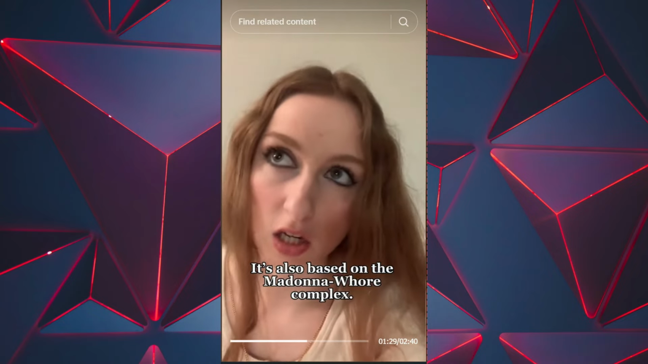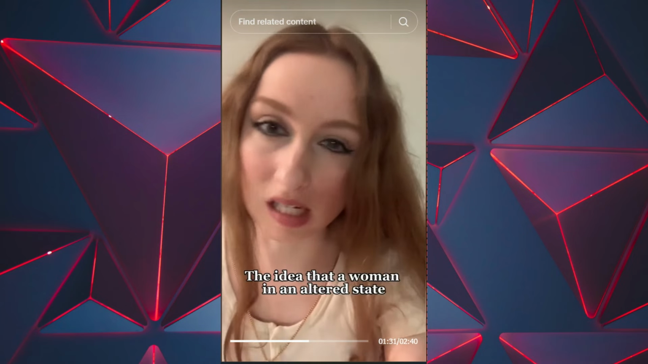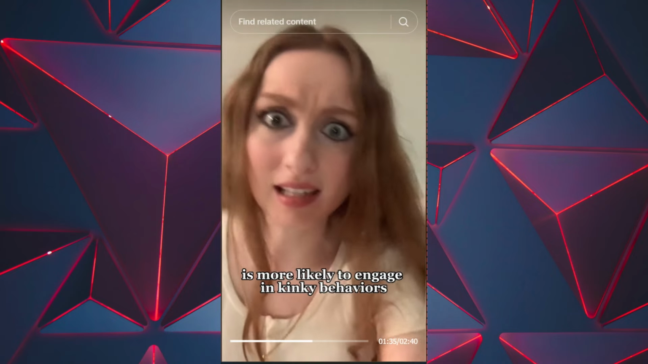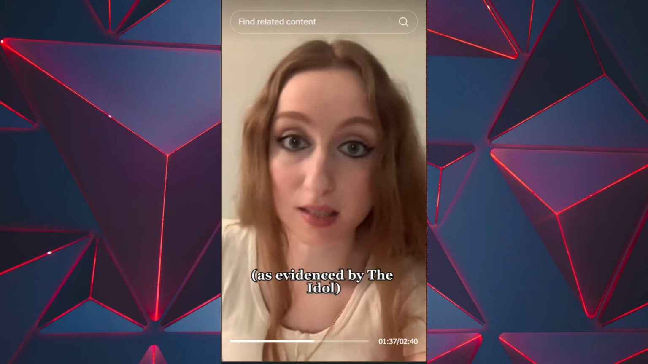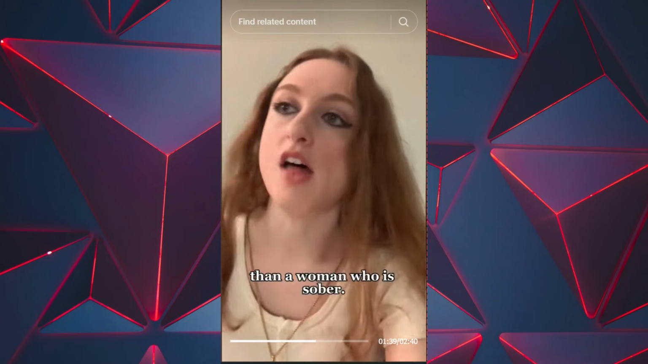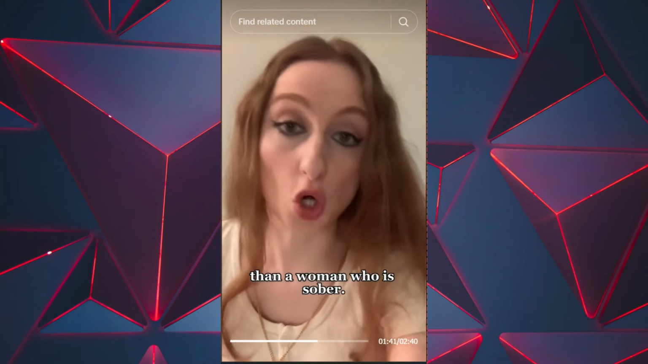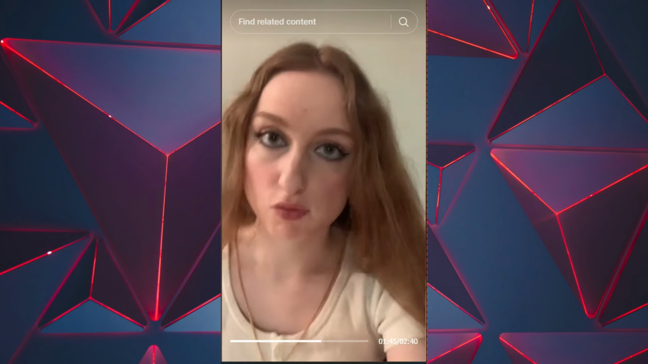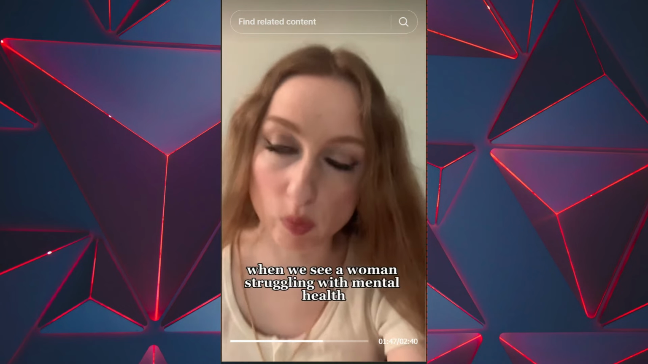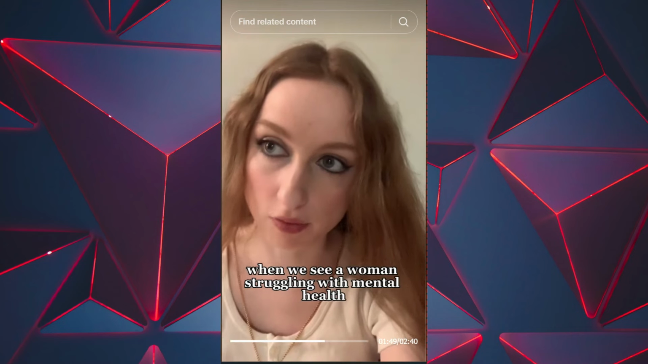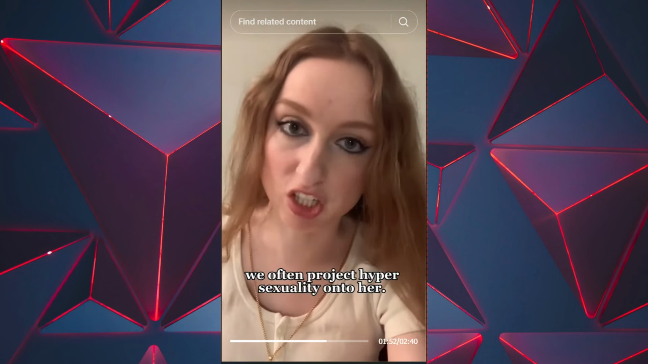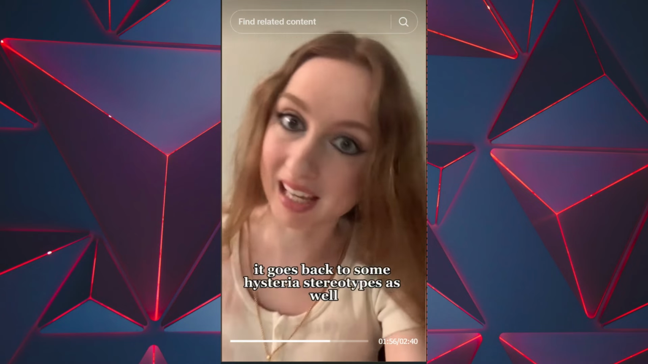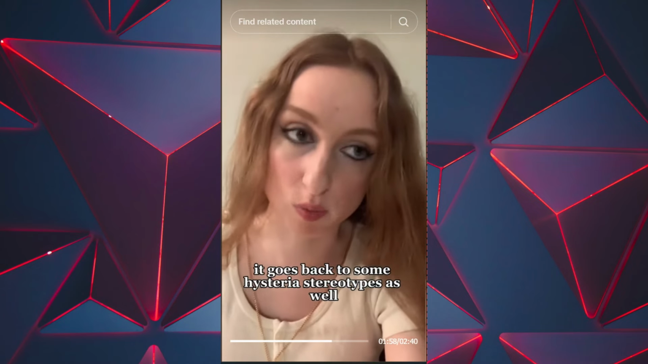It's also based on the Madonna whore complex. The idea that a woman in an altered state is more likely to engage in kinky behaviors, as evidenced by The Idol, than a woman who is sober or not struggling with mental health difficulties. From the surveyor's perspective, when we see a woman struggling with mental health, we often project hypersexuality onto her, as if a woman who is sexual, it goes back to some hysteria stereotypes as well.